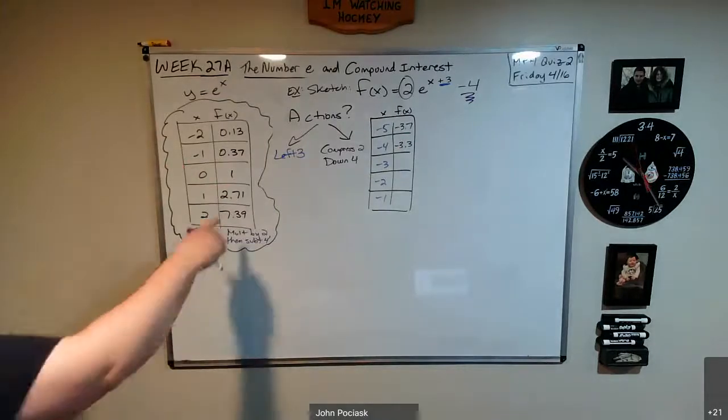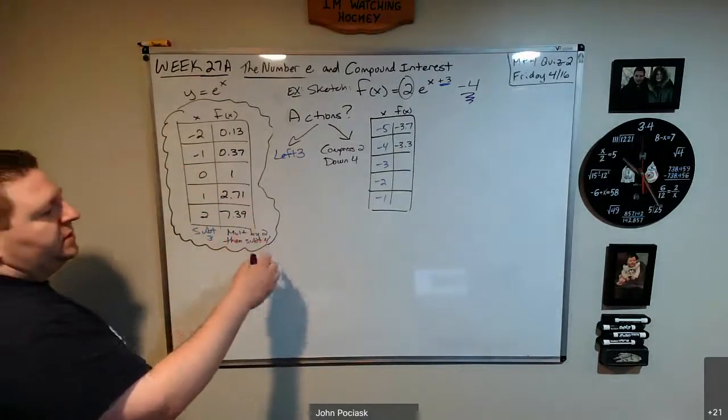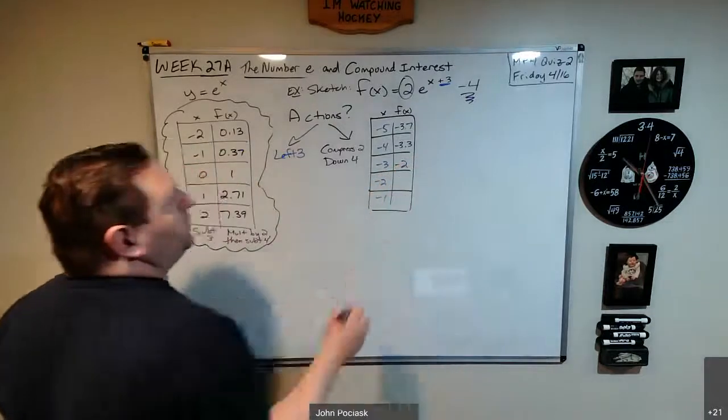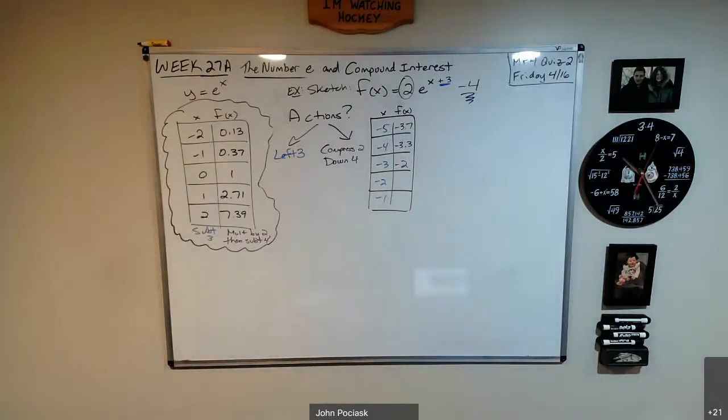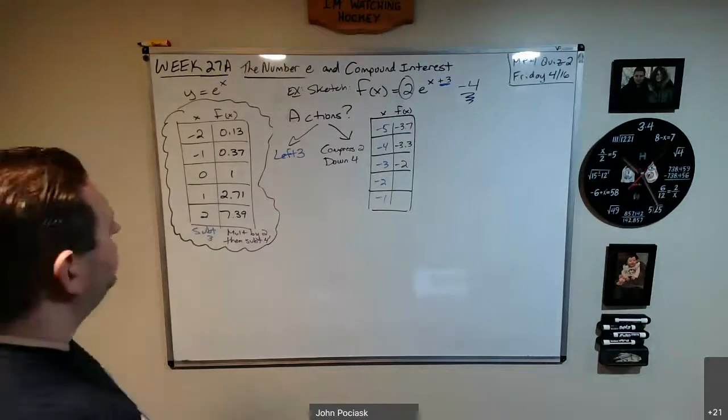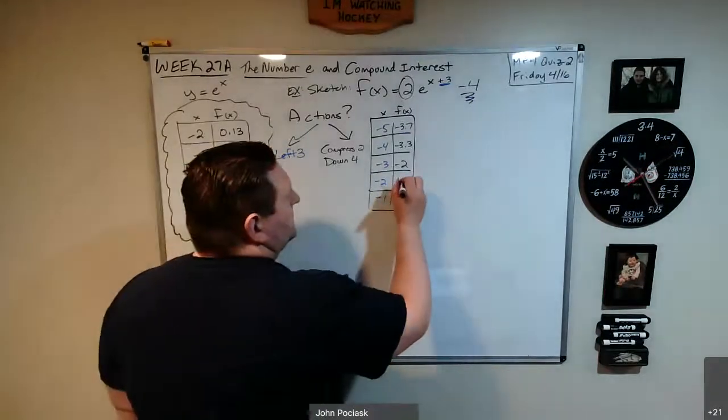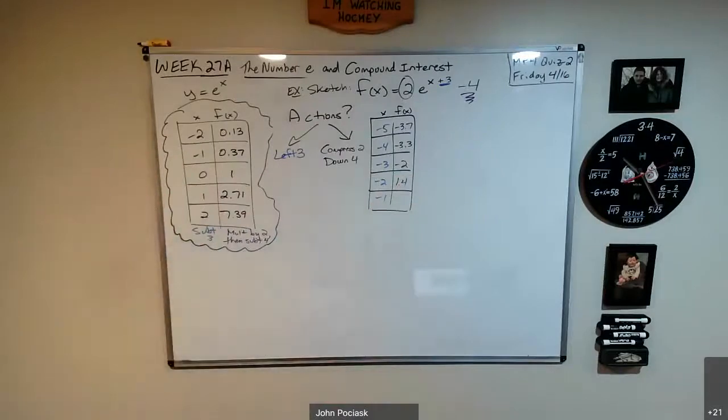And then 1 times 2 is 2. Subtract 4, that's -2. And then 2.71 times 2 is around 5.4. Subtract 4, it's about +1.4. And then 7.39 times 2, subtract 4, that's about 10.8.